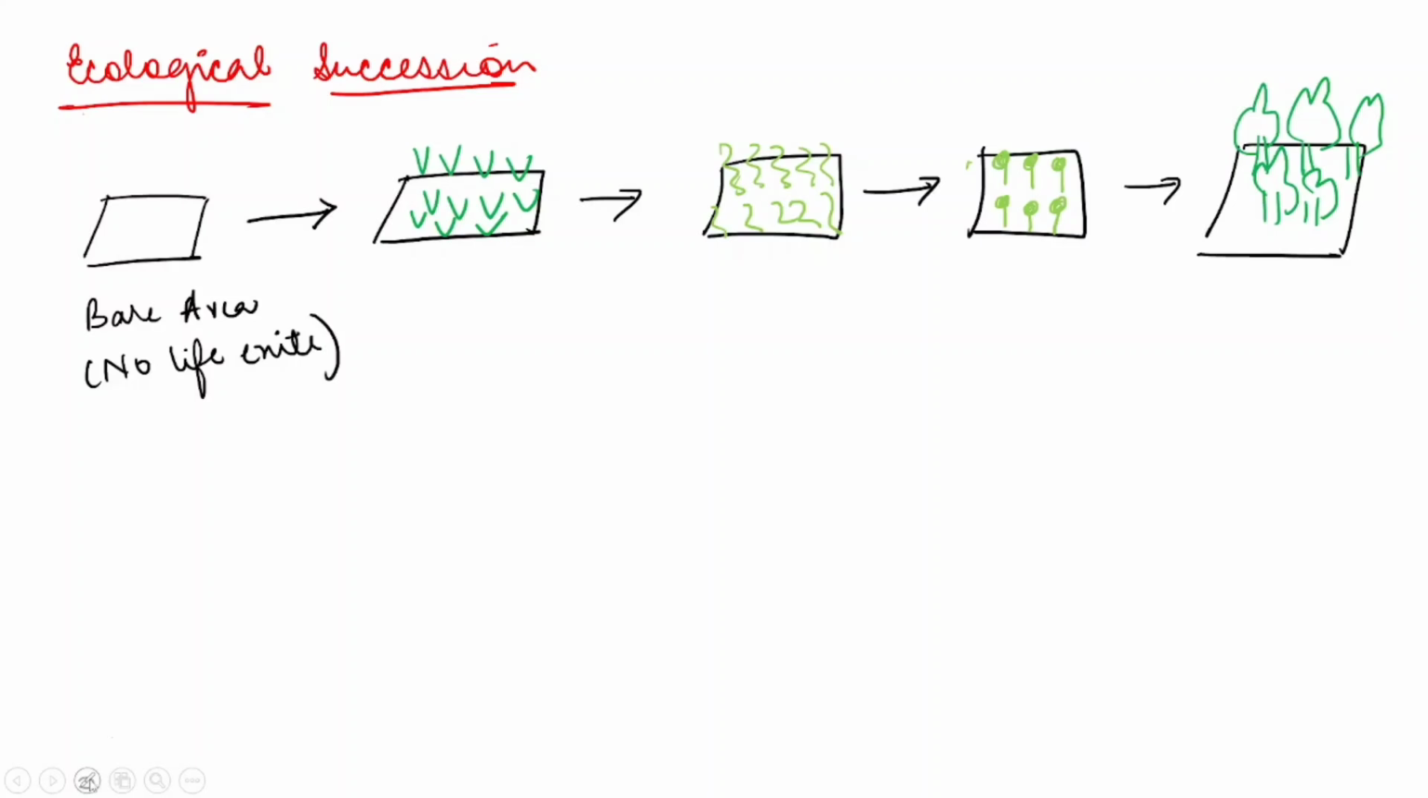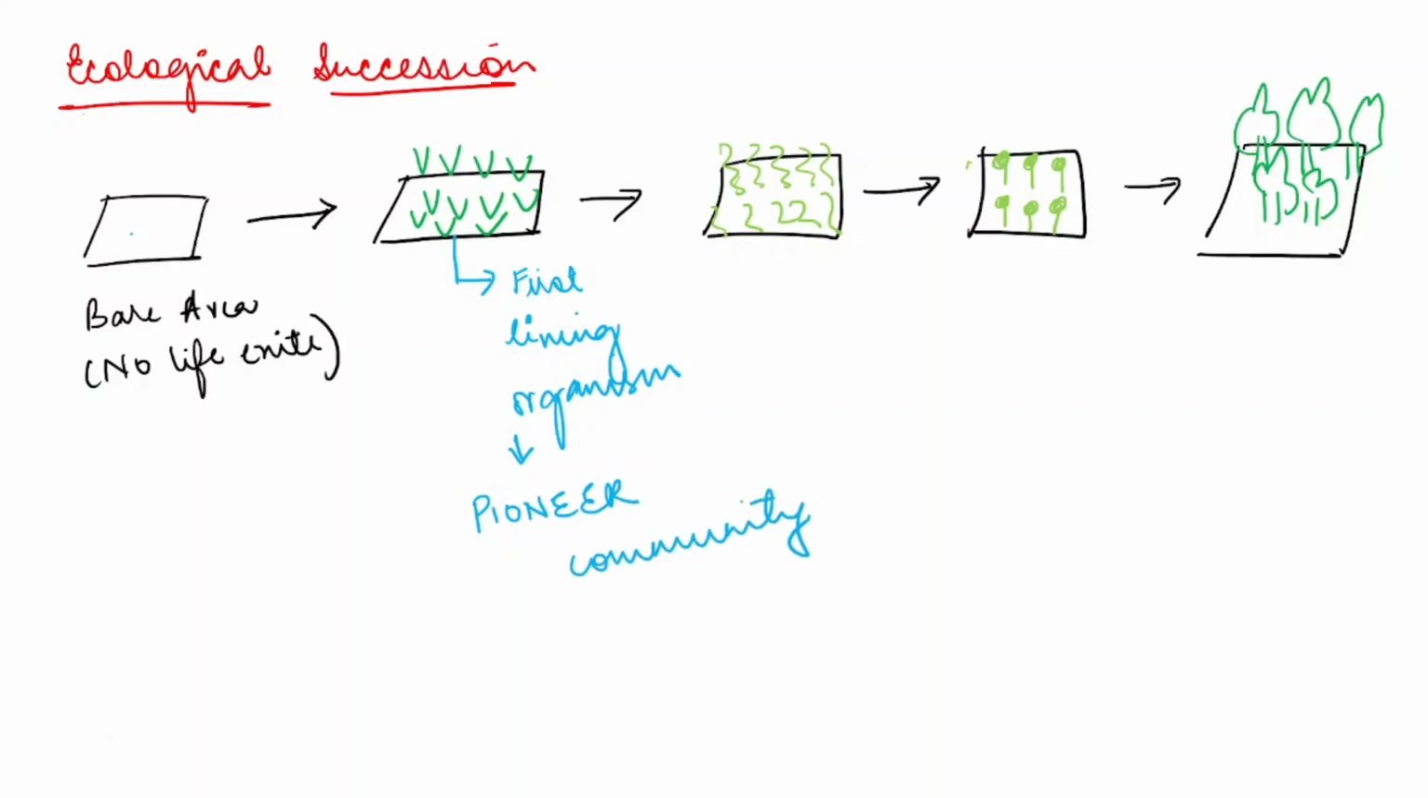So here if you noticed, what we can see is this part. This is a bare area, no life, right? And this is the establishment of the first life form, the first biotic. This is the establishment of the first living organism on the barren area. What we call this first living organism is the pioneer community, right?